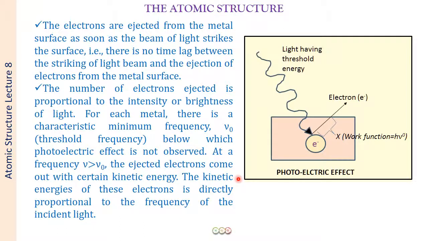Okay, so the kinetic energy of these electrons is directly proportional to the frequency of the incident light, right? So the electrons are ejected from the metal surface as soon as the beam of light strikes. Then the number of electrons ejected is proportional to the intensity, and then there has to be a minimum frequency which is characteristic of one metal. So the light should have a frequency greater than this frequency, and the kinetic energy of the ejected electrons is directly proportional to the frequency of the incident light.